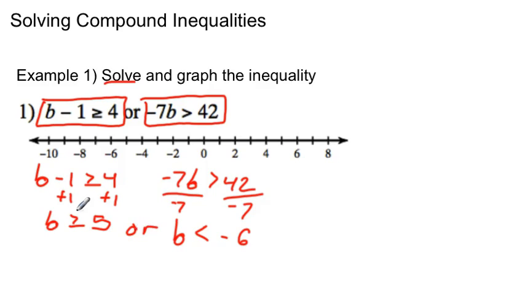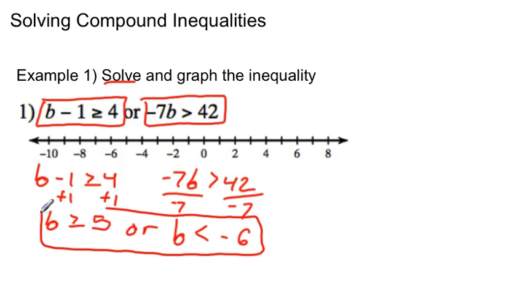I have to rewrite this as a compound inequality, which in this case is as simple as putting the word OR back in between them. So b is either greater than or equal to 5, or b is less than negative 6. Now I want to graph both of those. So for b is greater than or equal to 5, I can put a circle around 5. b, the shaded part, is larger than 5, so I will shade this way. But b could also be equal to 5, so I will close in the circle as well.